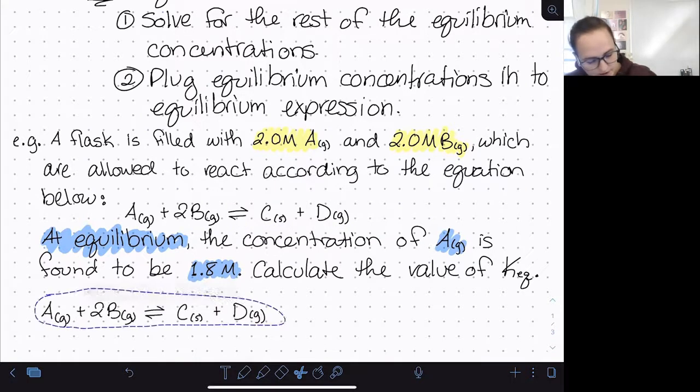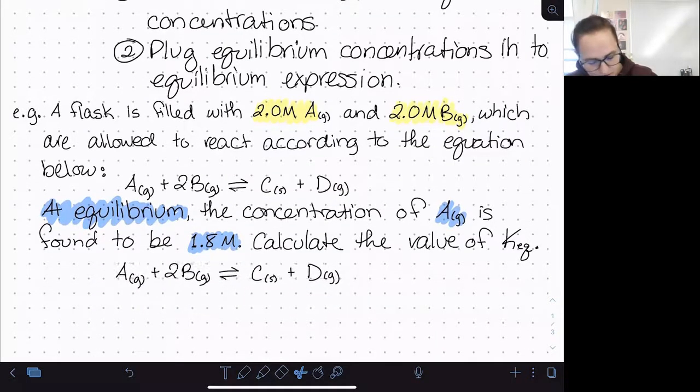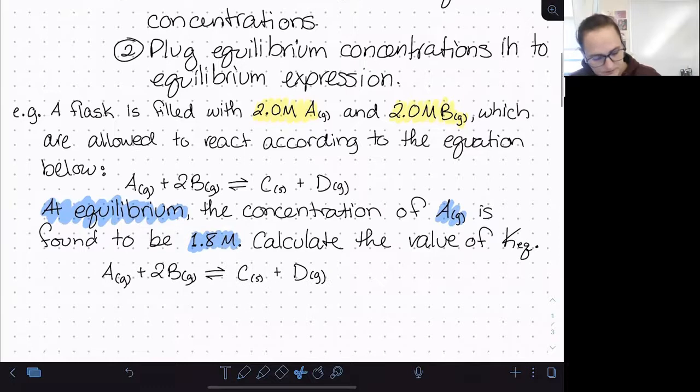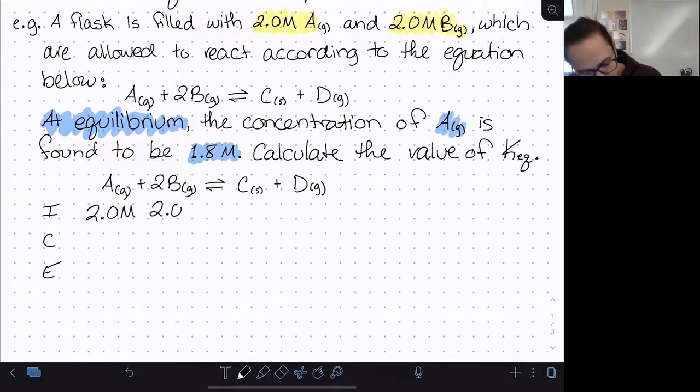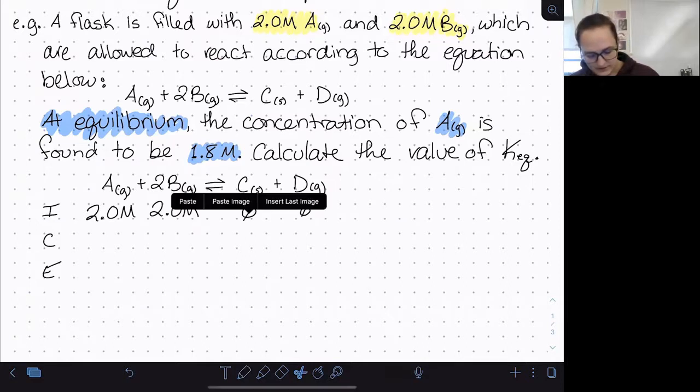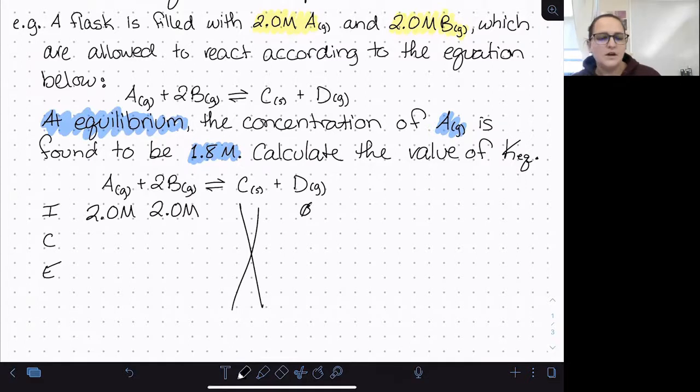We'll put our reaction at the top. Underneath it, we will have our initial, change, and equilibrium rows. Our initial concentrations were 2 molar for A and B. We had no C and no D present. C is a solid, actually, so we can just ignore this whole column.